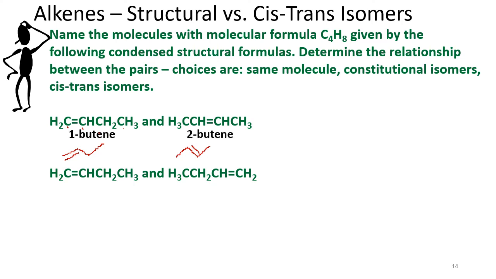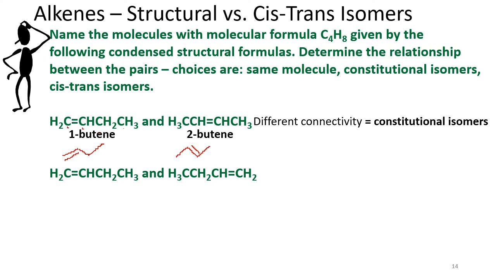And because it's a condensed structural formula, we don't know if that's cis-trans 2-butene. We just know it's a 2-butene. But what we're looking at here is the difference between these two, and because the double bond's in a different position, these things are constitutional isomers. We have different connectivity.